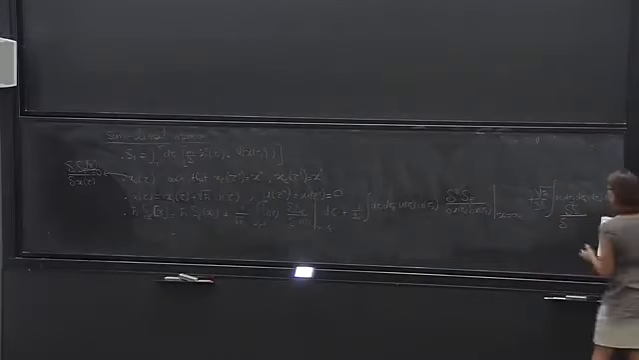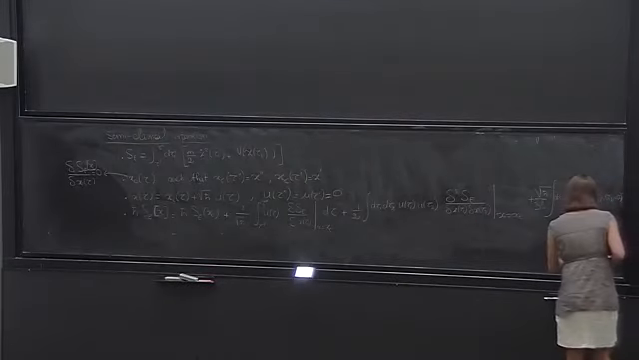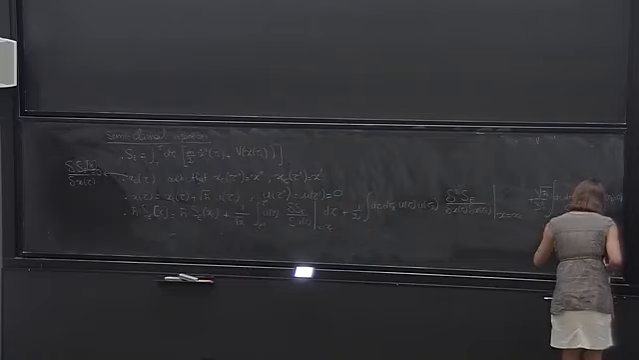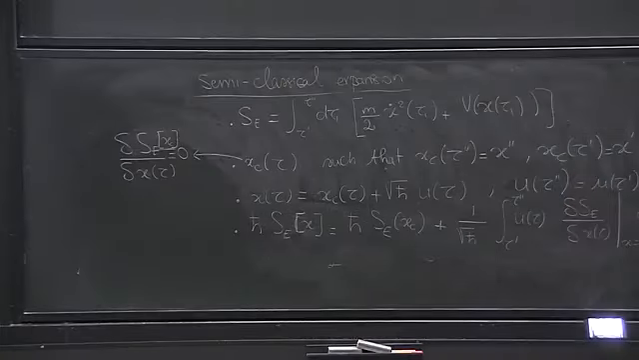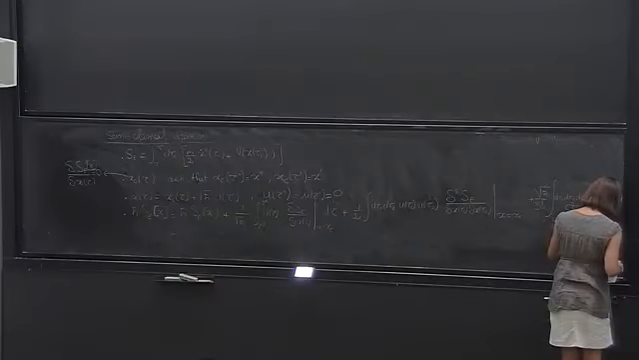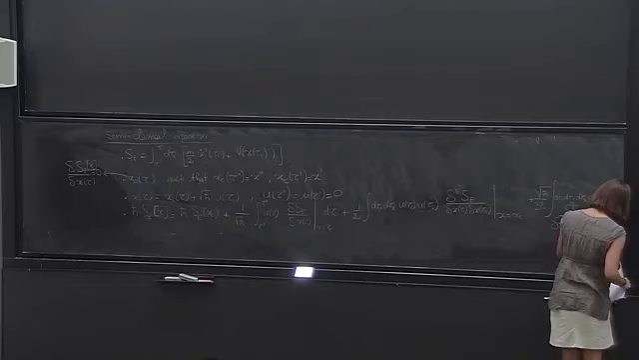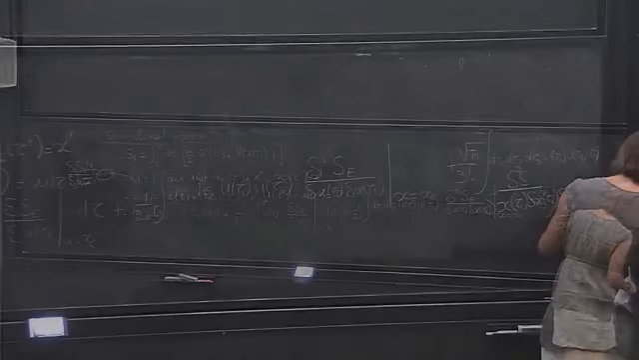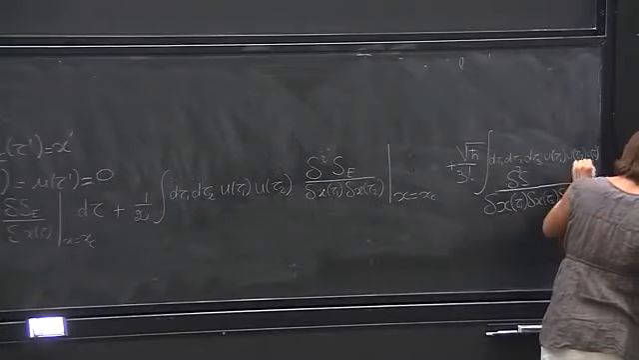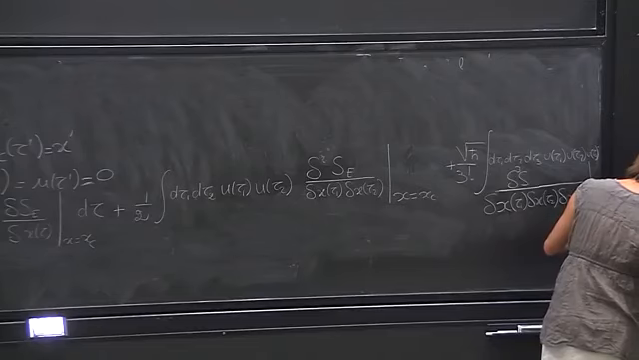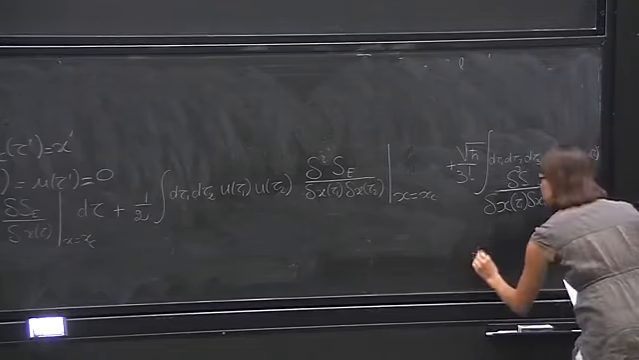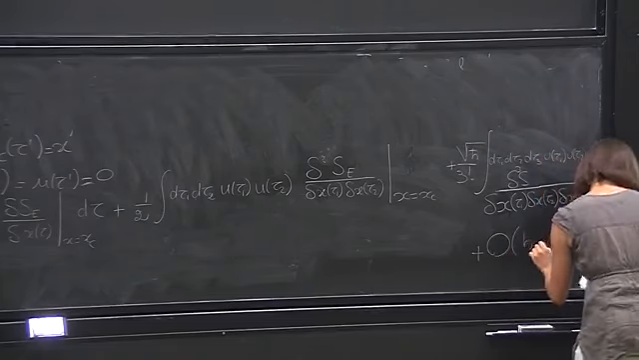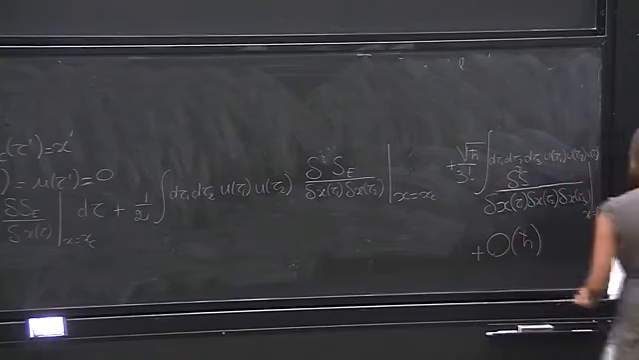Okay, so for example, in the case of a harmonic oscillator where you have a quadratic potential, then you're not going to see any correction. Evaluated again at x is equal to xc. And then, yeah, I'm going to stop my expansion here.